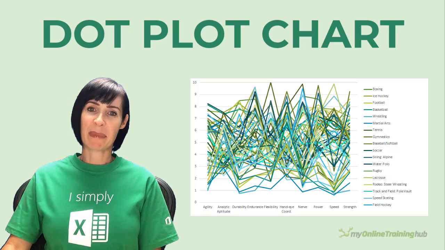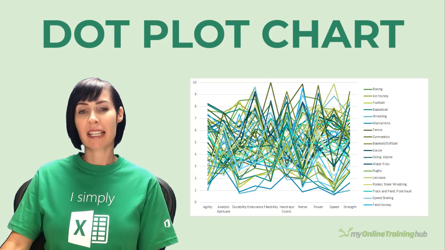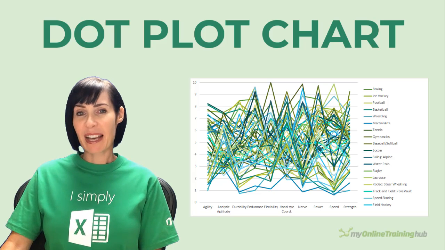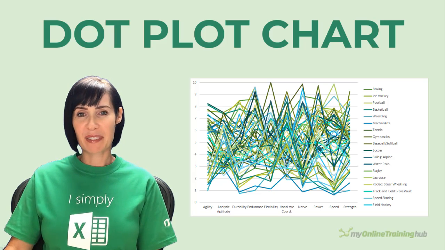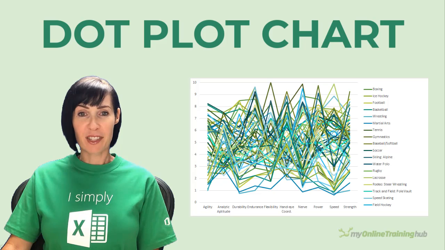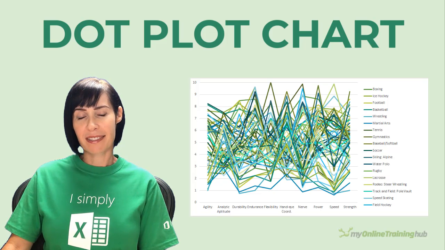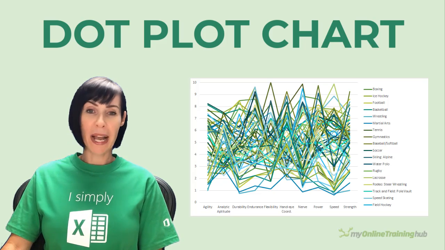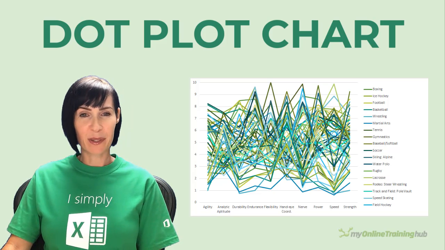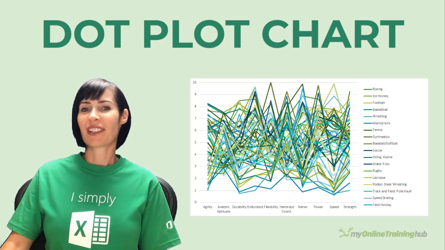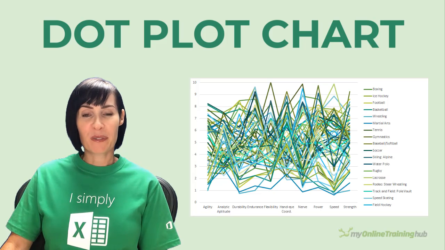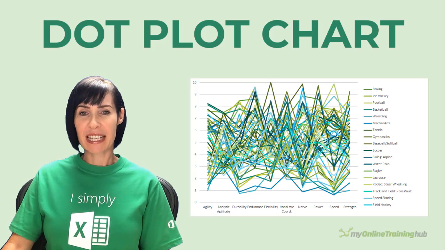A common mistake people make is to plot categorical data in a line chart. Here we have the ratings for the degree of difficulty of each sport for the categories on the horizontal axis. And I think you'll agree there are way too many sports for it to be any use, although some might call it chart art.